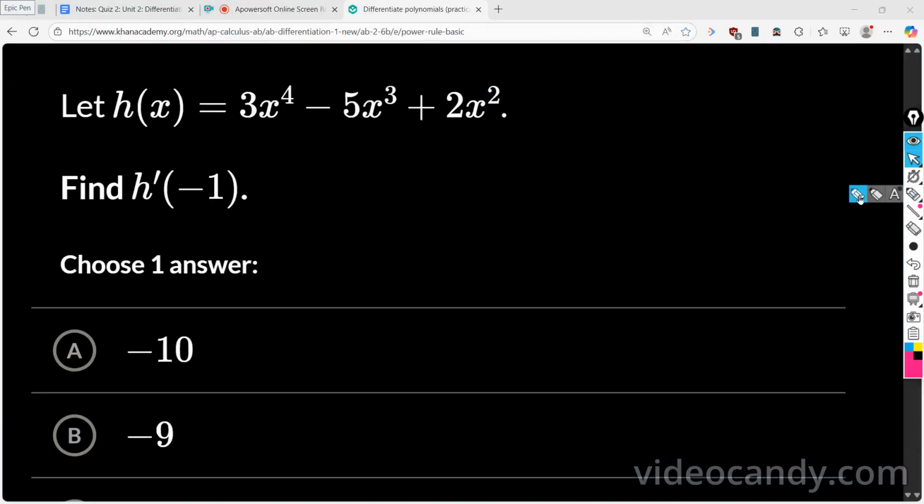All right, so they want us to find h prime of -1. That's the slope at x equals -1. All right, we have the main function here, h of x. We have to find h prime of x. All right, so remember, we have to take the derivative of this function to get h prime of x.